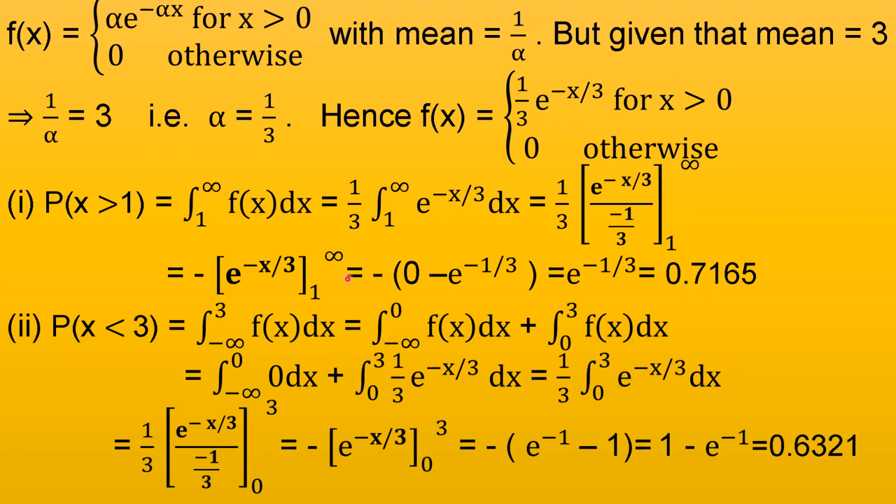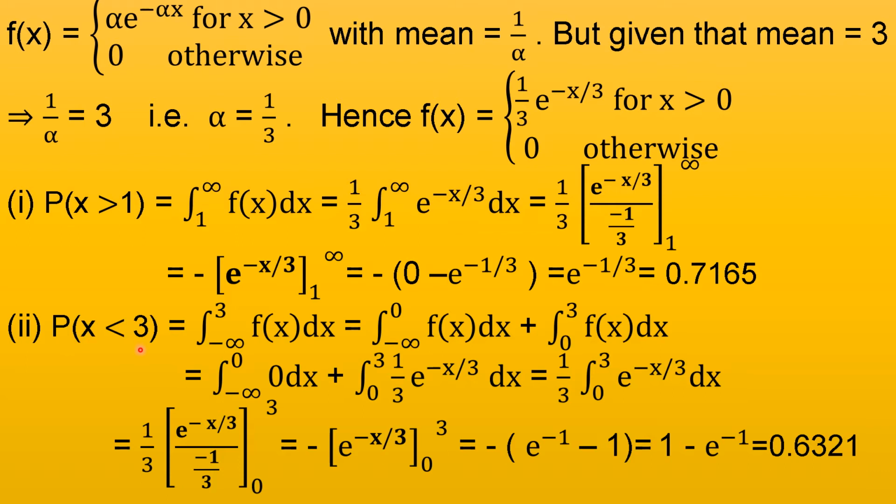So minus of, put x as infinity, e power minus infinity is 0, minus, put x as 1, e power minus 1 by 3. So minus minus will be plus, e power minus 1 by 3, which is 0.7165. So the probability, or the chance, that x will be greater than 1 is 0.7165, or the chance is 71.65%.